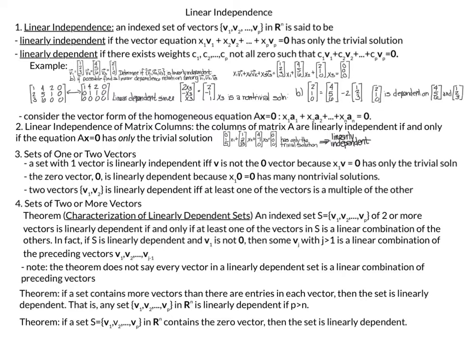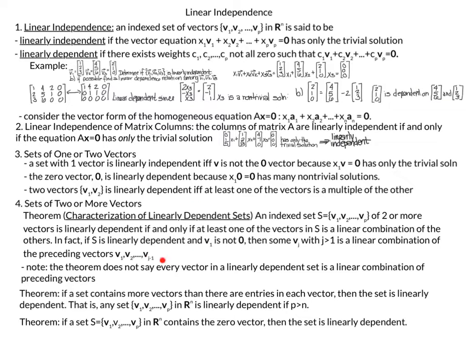The second special case is two vectors, and the set is linearly dependent if and only if at least one of the vectors is a multiple of the other, and we'll do an example of that. And then we have our sets of two or more vectors, and we have this characterization of linearly dependent sets. An indexed set of vectors v1 up to vp, of two or more vectors, is linearly dependent if and only if at least one of the vectors in S is a linear combination of the others.